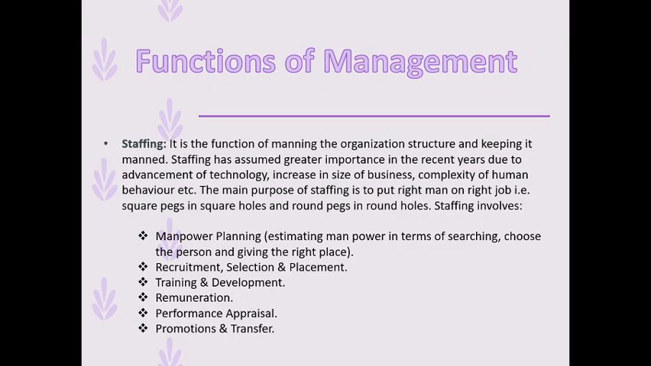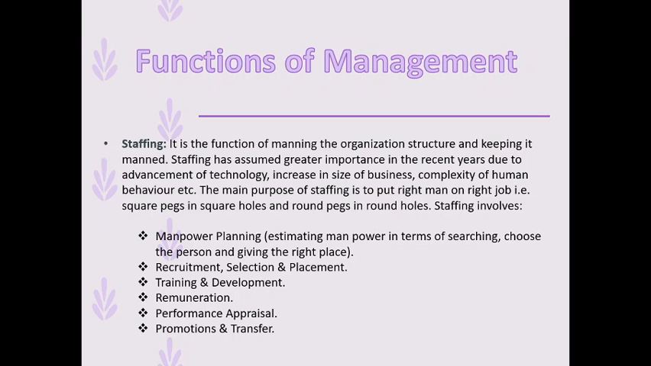Now, as it is written here, staffing is all about putting square pegs in square holes and round pegs in round holes. You cannot put round pegs in square holes. If the round peg is greater in size than the square hole, then it won't go in. And if it is smaller, then space will be left. So that is what staffing is all about. Now it involves manpower planning: estimating manpower, searching, choosing the person, and giving the right place. So manpower planning is a very important step.